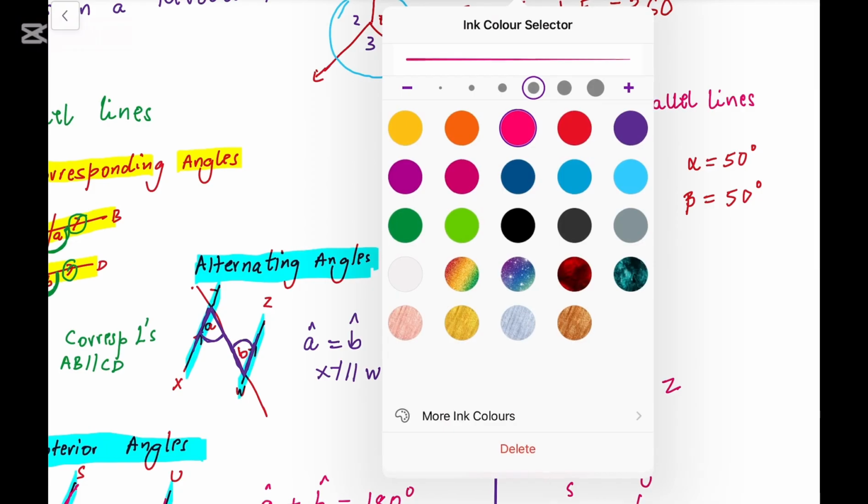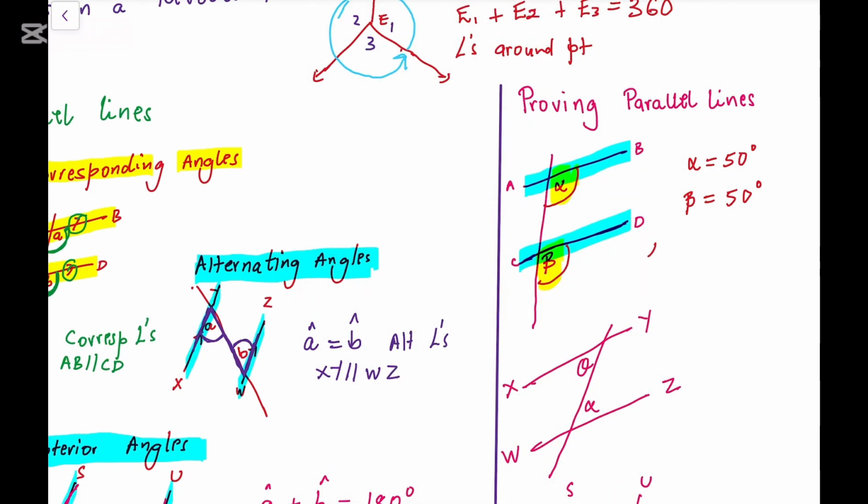So in the exam, you will say angle alpha is equal to angle beta. They are both equal to what? They are both equal to 50 degrees. Therefore, you can conclude and say line AB is parallel to line CD. Why? Because corresponding angles are equal. So since corresponding angles are equal, you can conclude and say, oh, line AB is parallel to line CD.